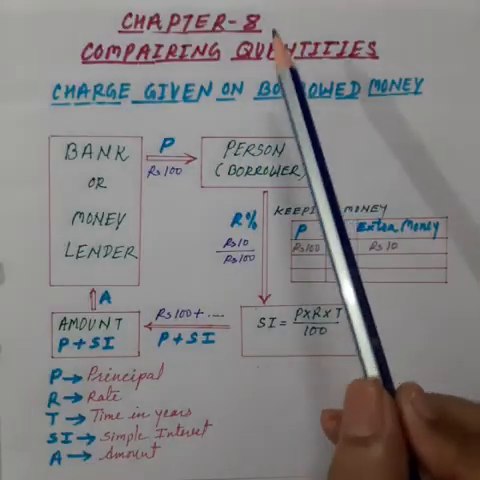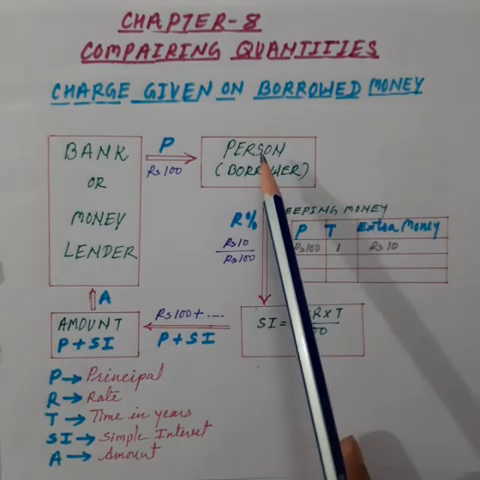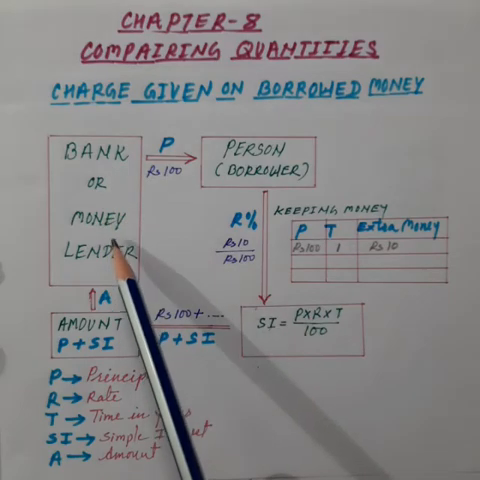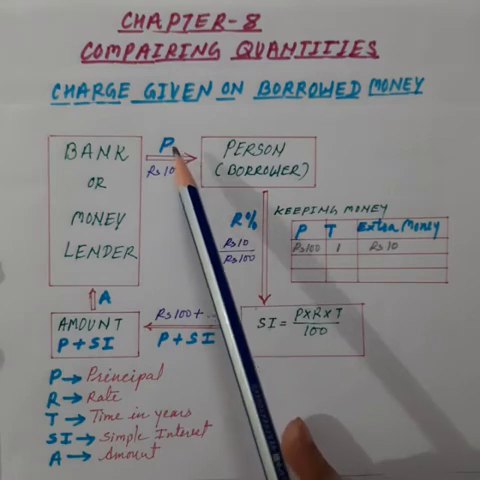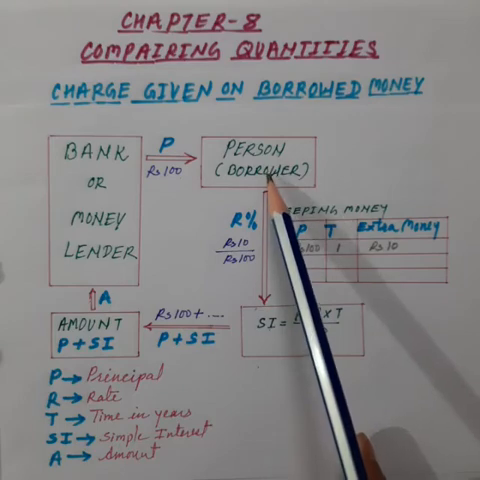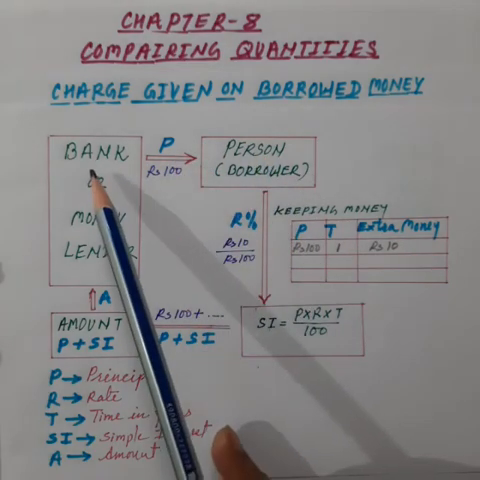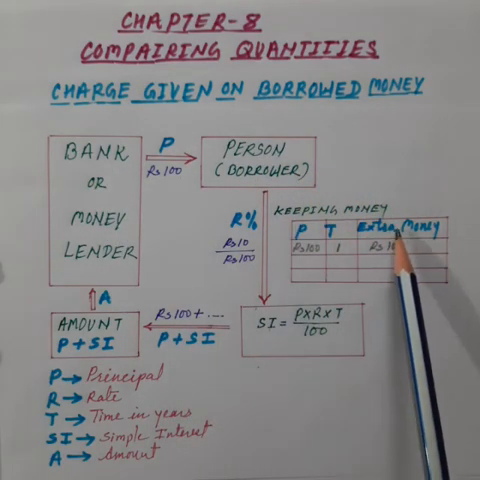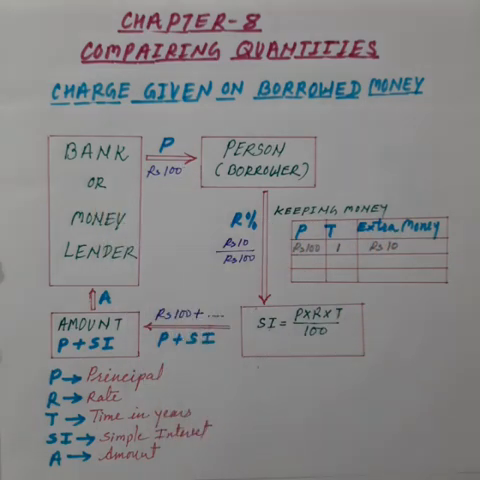In chapter 8, comparing quantities, coming to the charge given on borrowed money. Sometimes a person needs to borrow money from a bank or a money lender. The money borrowed from the bank or money lender is called principal, and the person who borrows money is called borrower. But when a person borrows money from the bank, a person has to pay some extra amount for keeping or using the money given by the bank.